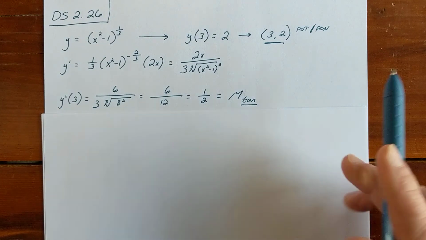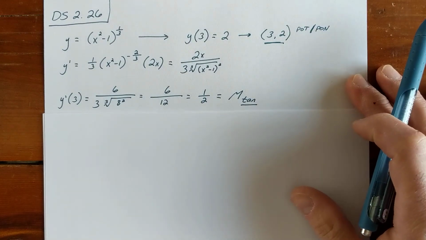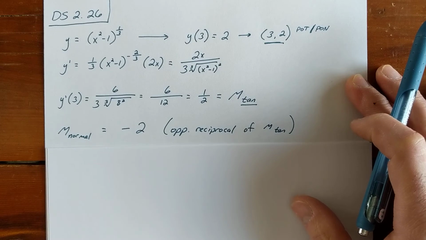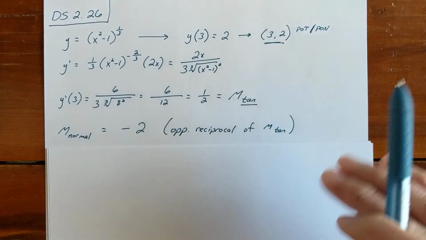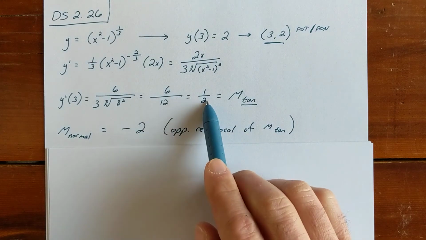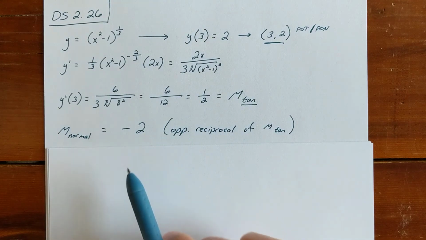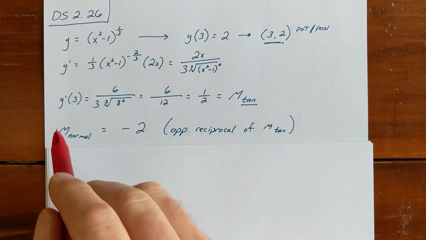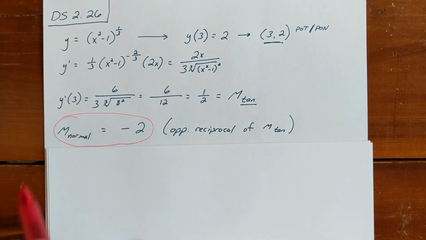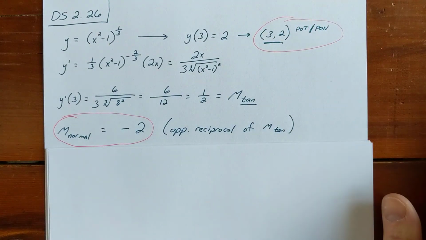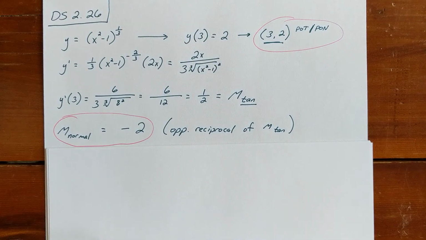Now the normal that we know has to be perpendicular to the tangent. So if the slope of our tangent was 1/2, we were able to conclude that the slope of our normal was going to have to be the opposite reciprocal of the slope of that tangent, so that was going to be negative 2. So now at this point, we know the two important things we need to know about our normal. We know the slope of that normal right here is negative 2, and we know that the point of tangency or the point of normalcy, however you want to look at it, is the ordered pair (3, 2).